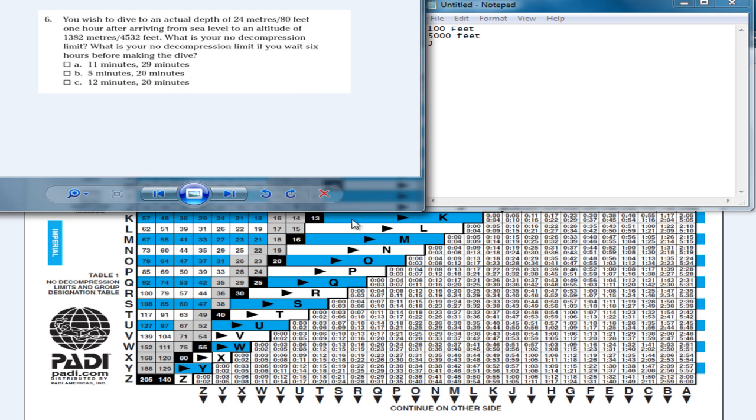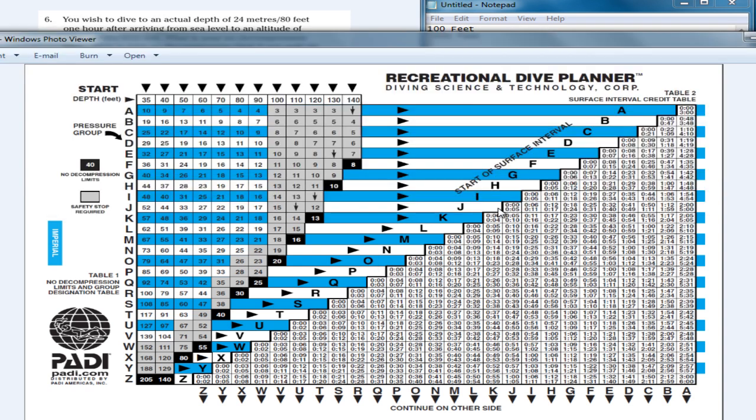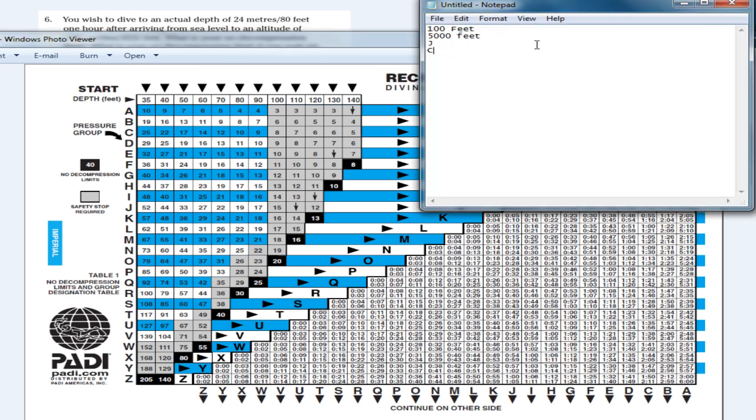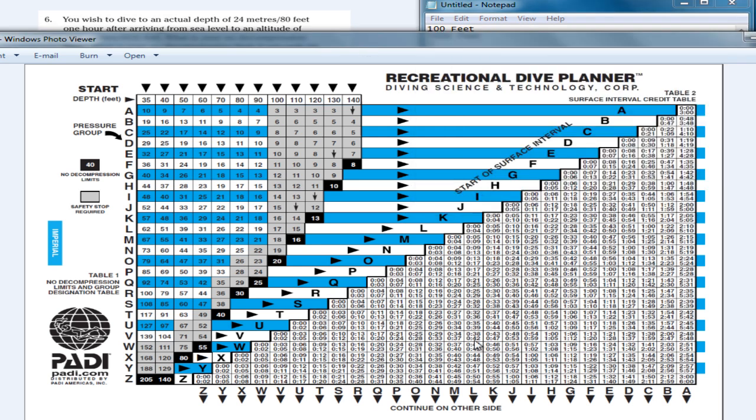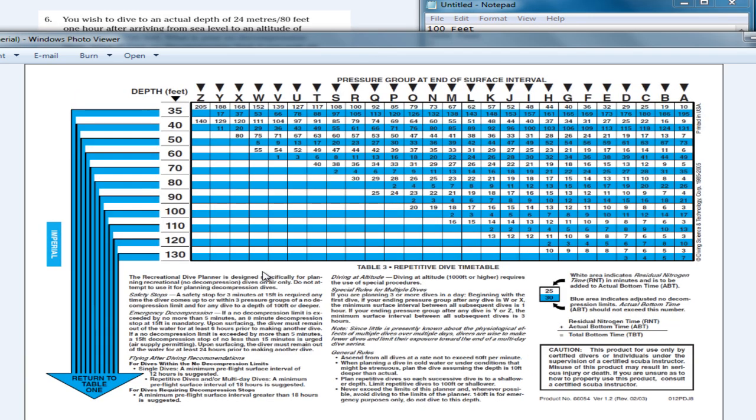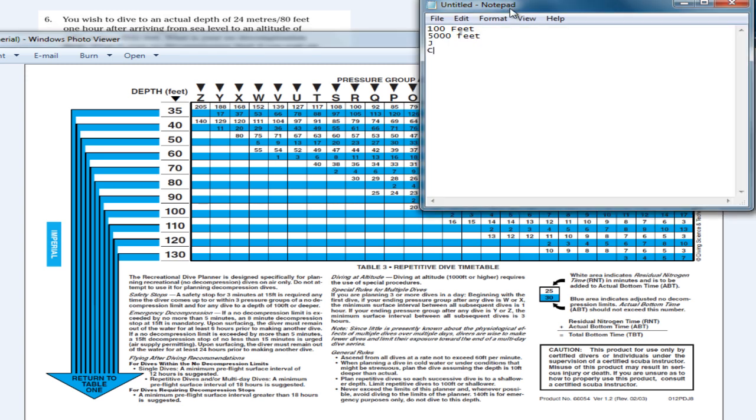Since it's a 1 hour surface interval, we take pressure group J, use the surface interval table, find the 1 hour, and get to the new pressure group. If we go over to 1 hour, here's the 50 minutes to 1 hour and 11 minutes, and that takes us to pressure group C. So we are now in pressure group C. Then from the repetitive dive table, you look at group C for 100 feet. We have 100 feet here for group C, and the no decompression limit is 12 minutes.